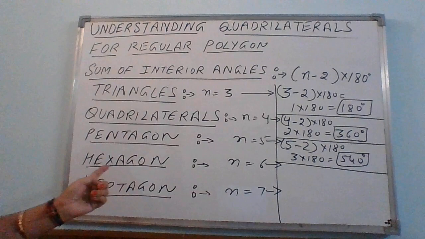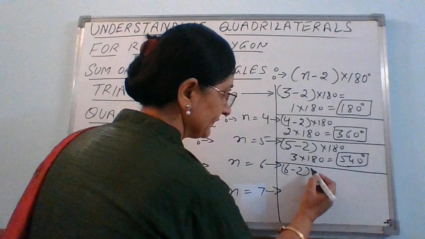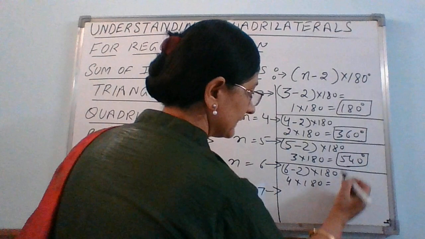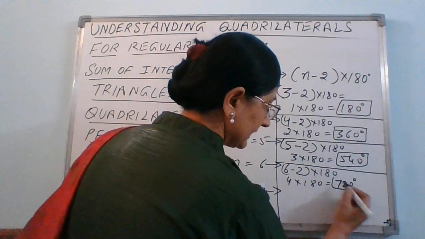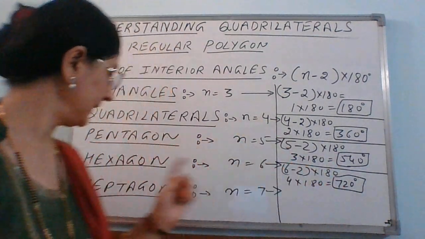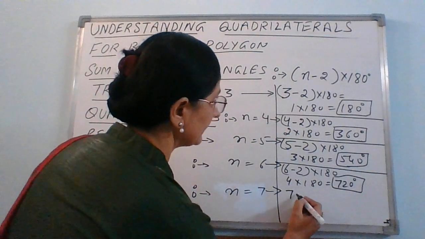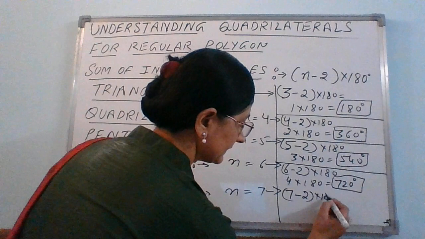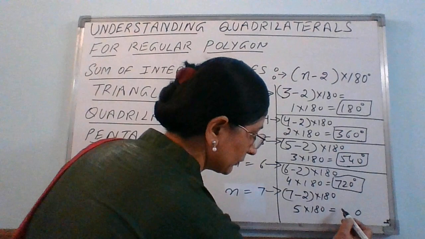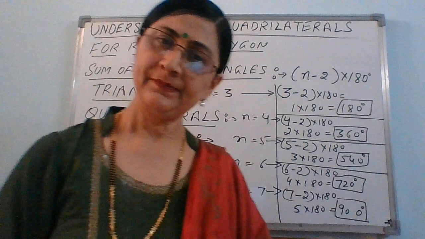Now let us calculate for hexagon. Hexagon n is 6. Let us substitute here 6 minus 2 multiplied by 180. 6 minus 2 is 4, multiplied by 180, and that is equal to 720 degrees. So the sum of interior angles of hexagon is 720. Then comes heptagon. Let us substitute here 7 minus 2 multiplied by 180. So here it's 5 into 180, and that is 900. Similarly, you can find out for octagon, nonagon and decagon, right?